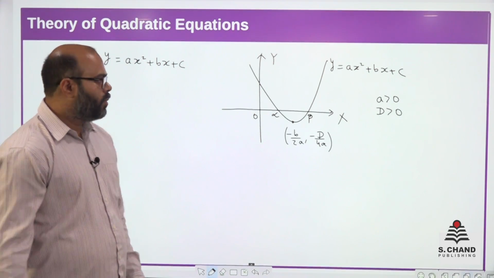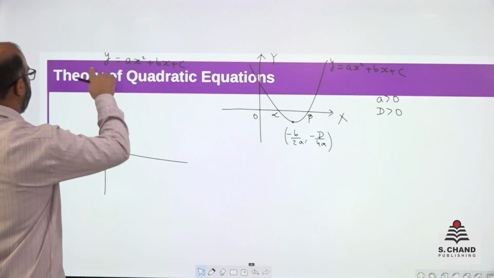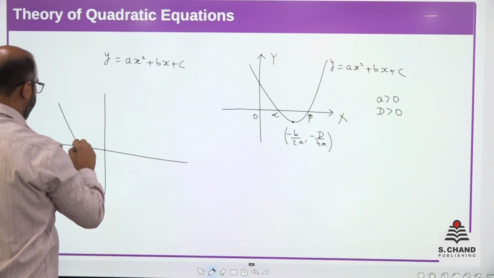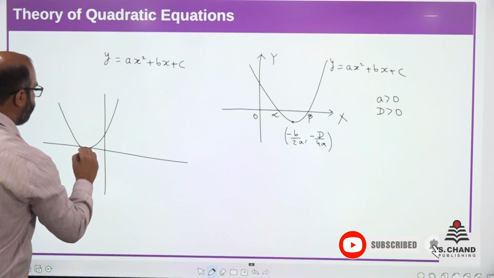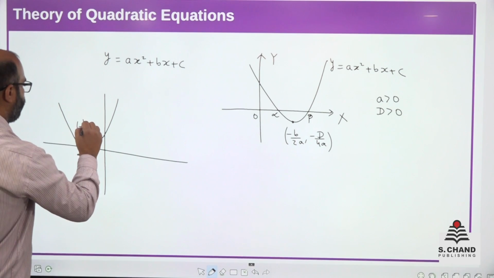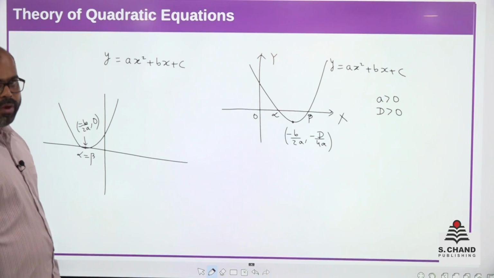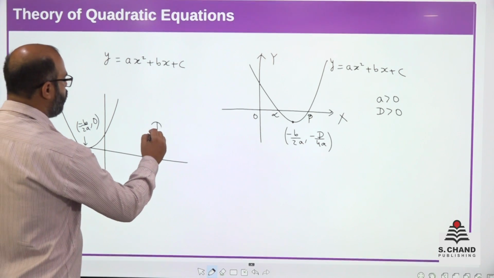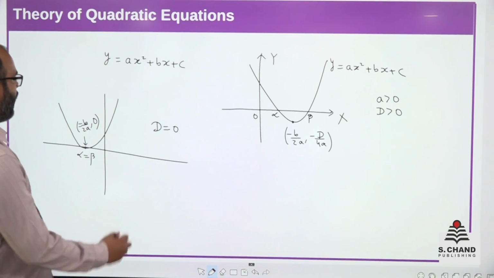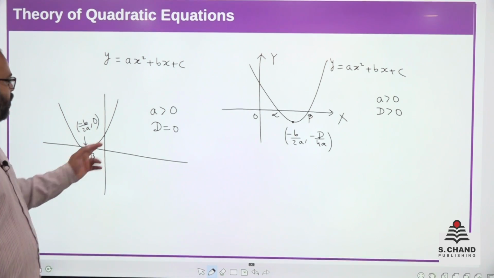What other cases are possible? Like if you take the graph which is touching the x-axis, not cutting it but touching it. If the graph is touching the x-axis like this, then the roots are real and equal. Alpha and beta are the same, and this vertex is still minus b by 2a, but actually d is 0, so minus d by 4a becomes 0. Why is d 0? Because it has real and equal roots. That is why the discriminant comes out to be 0. And a is greater than 0, because it is an upward opening parabola.